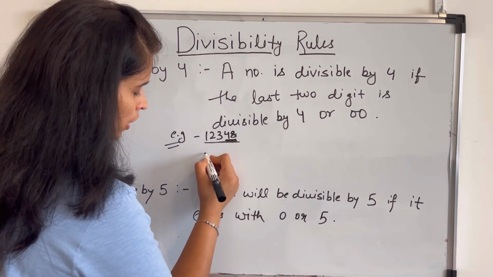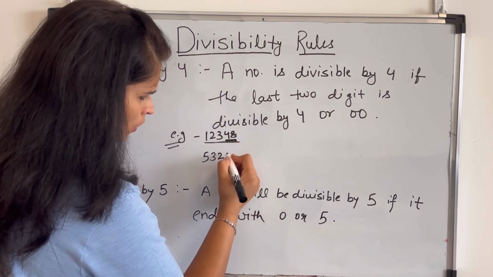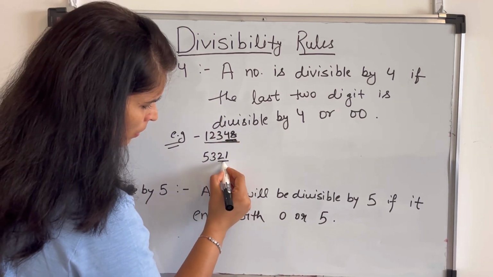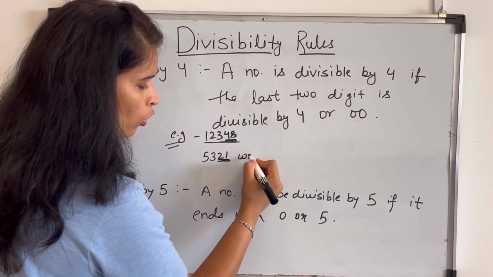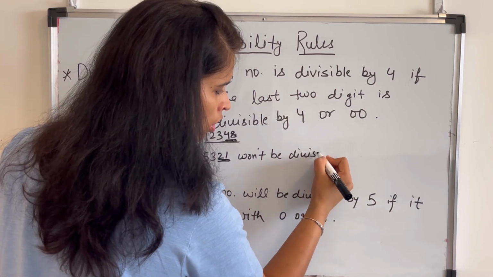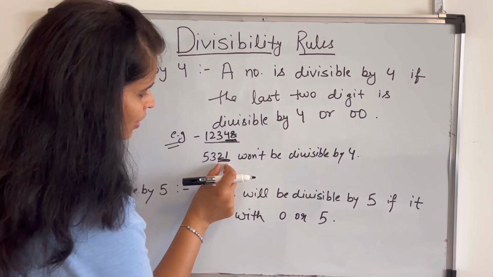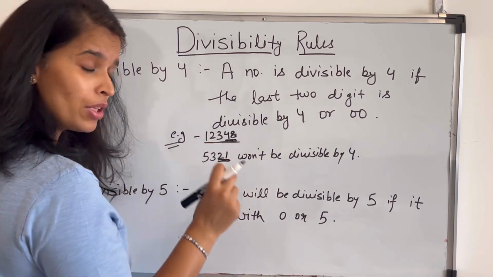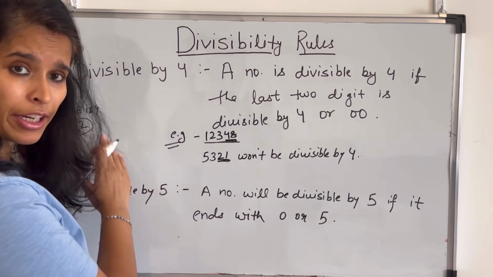If I take one more example, 5321. We'll check these last two digits. Is it divisible by 4? No. So this number won't be divisible by 4. We'll always check the last two digits. Either it should be 00 or it should be divisible by 4. We'll check it roughly.